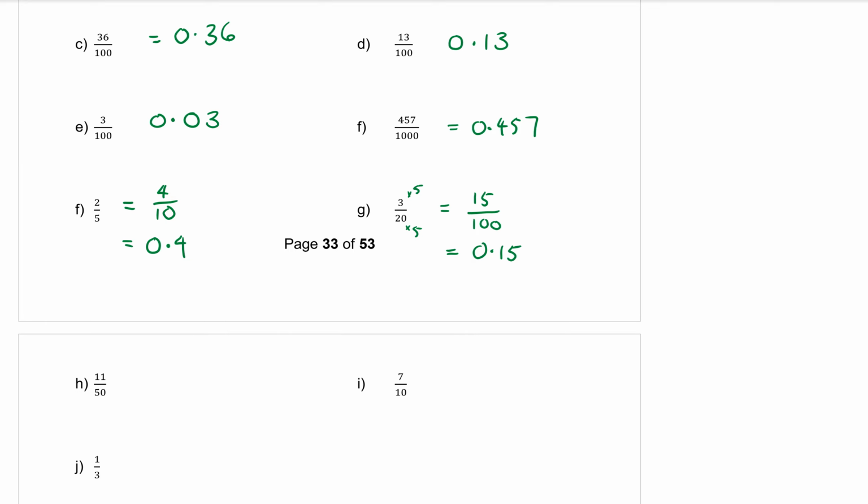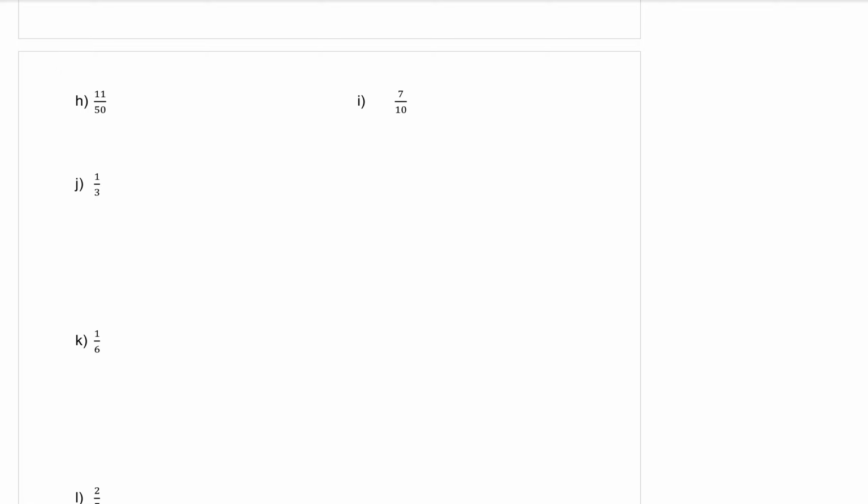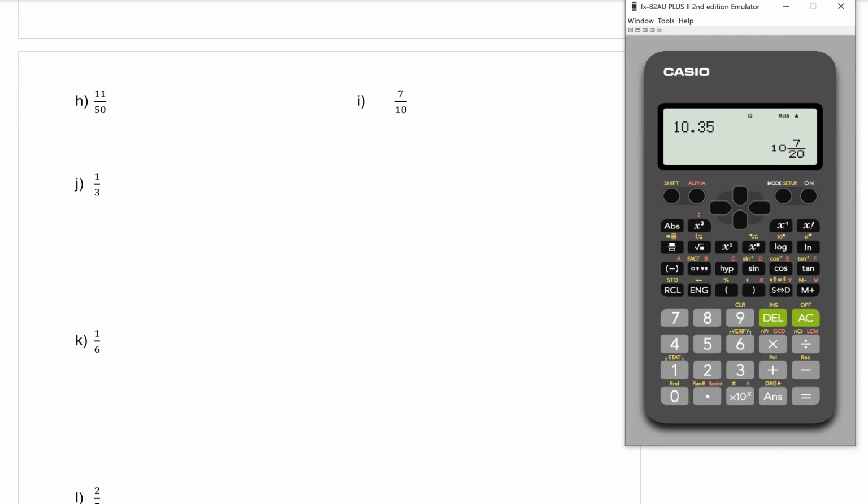Now, I did promise we would do some of these with the calculator. So H. Typing those in your calculator, you use your fraction button, 11 on the top and 50 on the bottom. Press equals, and there it still is as a fraction, and we just press that SD button to make it turn into a decimal, so 0.22.